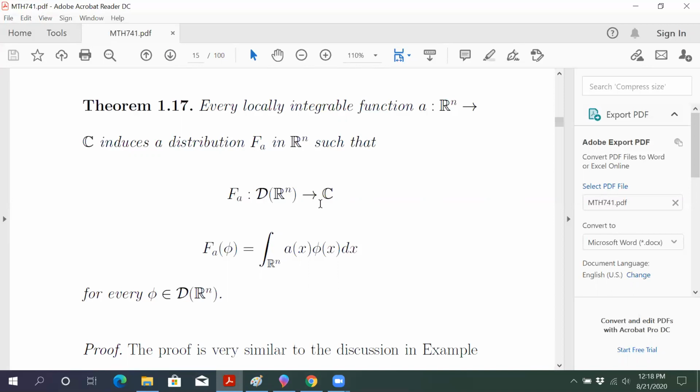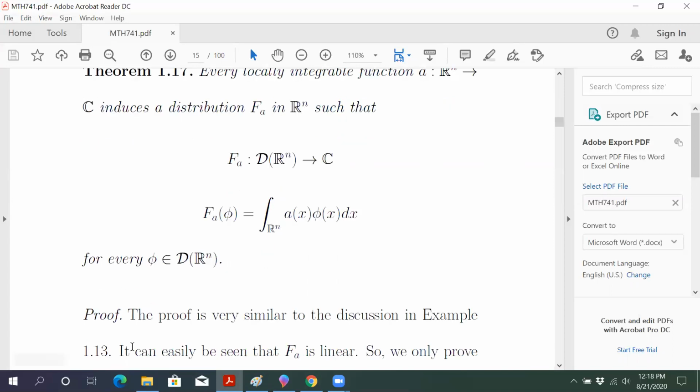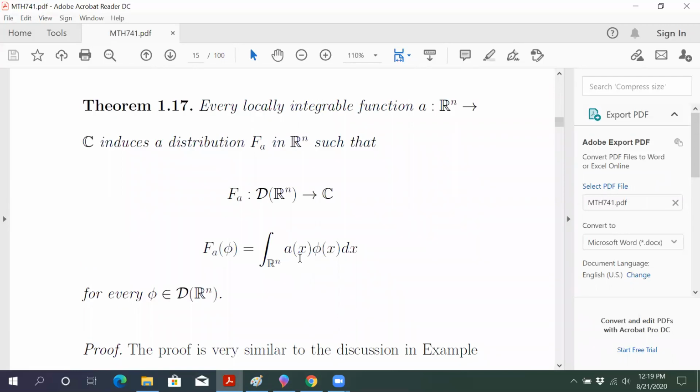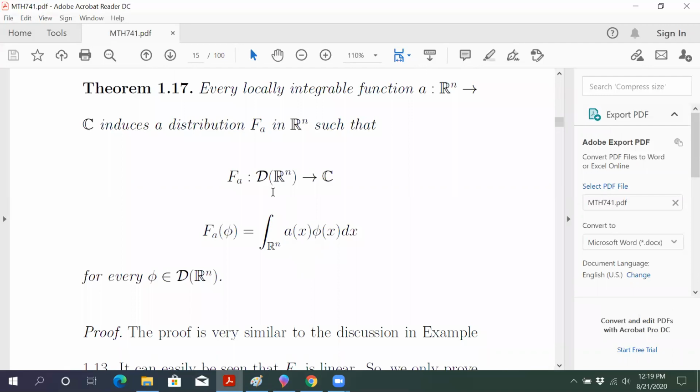Here we are going to prove it. It means we have to show that it's well defined and linear. I'm not going to repeat that, because showing that it's well defined and linear is very similar to example 1.13. I'm going to leave it to you because it's easy. And then we just verify that F_A is continuous.